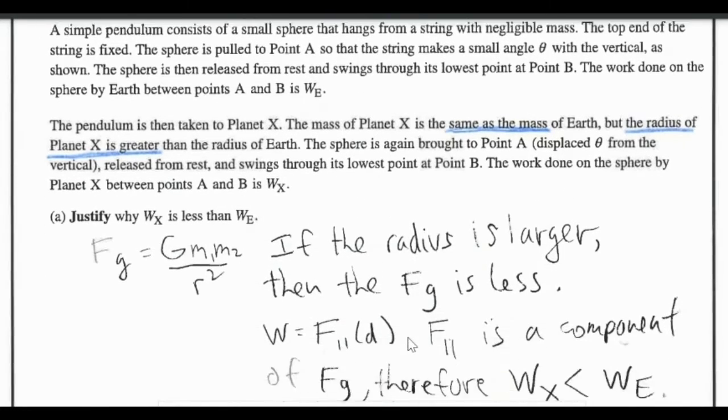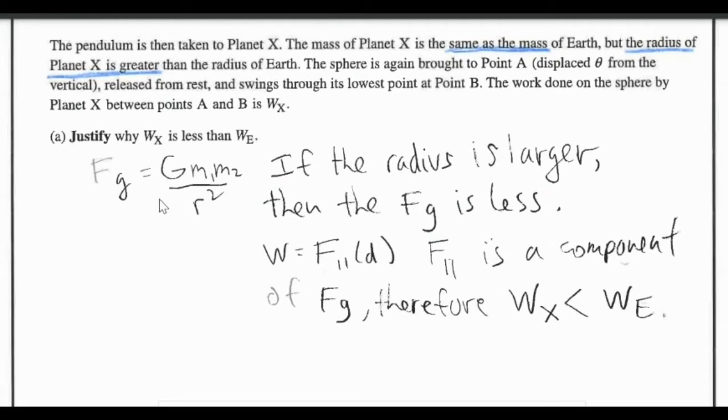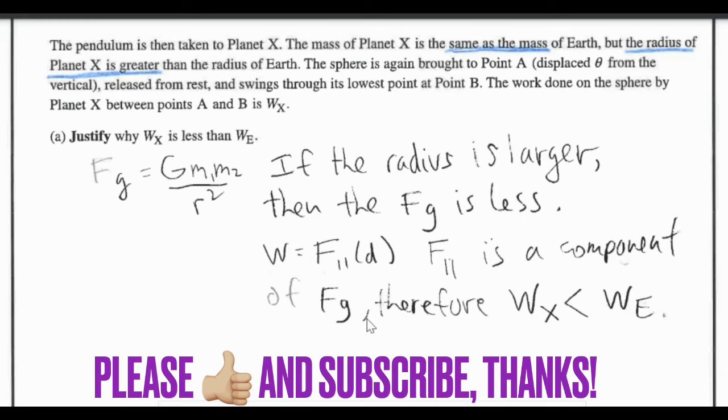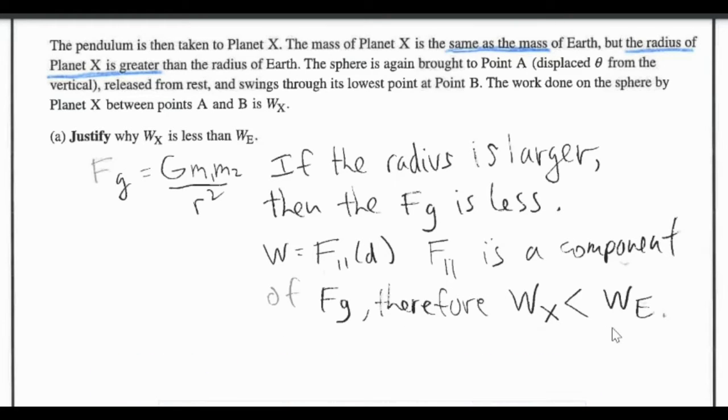So I said over here that the force of gravity equals GMm over r squared. If the radius is larger, which is an inverse square relationship to Fg, then the Fg is less, and the work is the parallel force times the distance. So the parallel force is a component of Fg. Therefore, the work done by X has to be less than the work done on Earth, We.